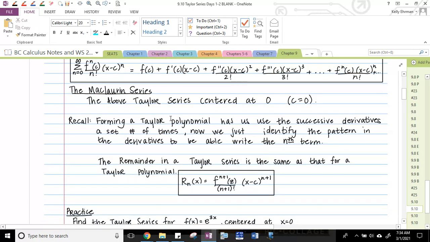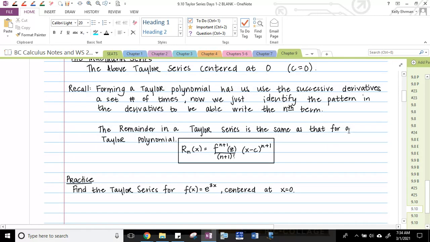And remember, the way to form a Taylor polynomial was to just keep finding successive derivatives a set number of times. And so now, instead of saying, okay, we're going to find the 5th order Taylor polynomial to approximate f of x, we're going to try to find the Taylor power series, not to approximate f of x, but to be equal to f of x on whatever the interval of convergence is. So now we're going to be looking at however many derivatives we need until we can find a pattern to figure out what that nth term is so that I can write out a series.